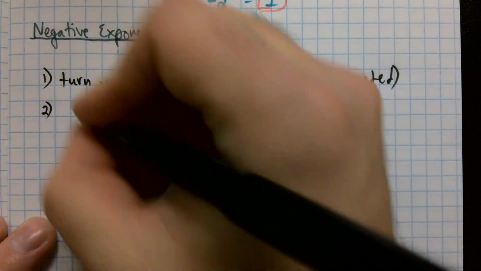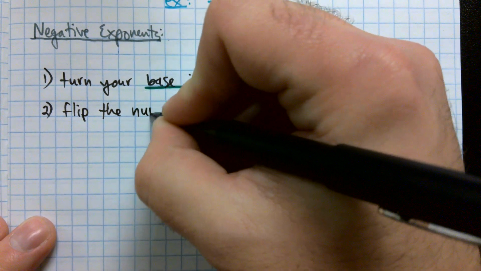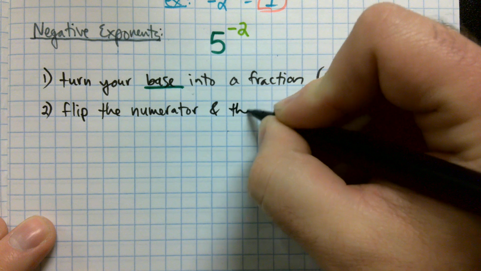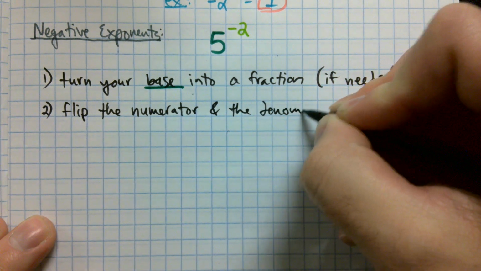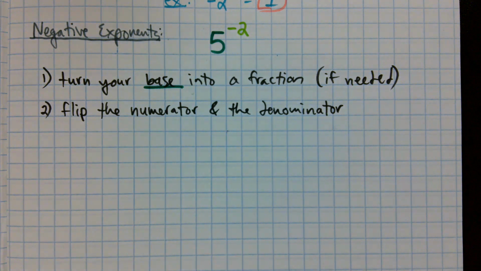Step 2, you're going to flip the numerator and the denominator. So your numerator, the number on top of your fraction, goes to the bottom. Denominator, the number on the bottom of your fraction, comes up to the top. And we'll see what this looks like in a second. We just want to get the steps down first.